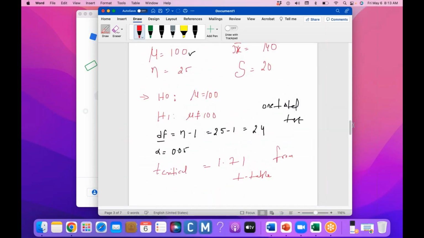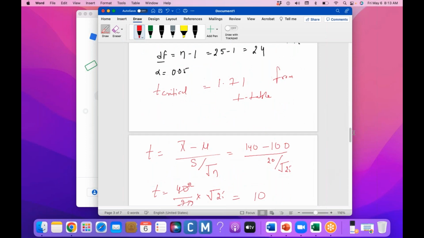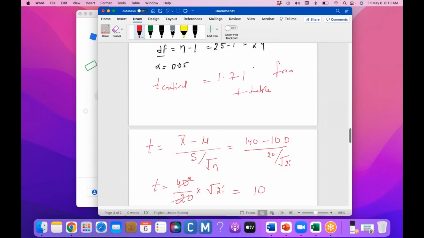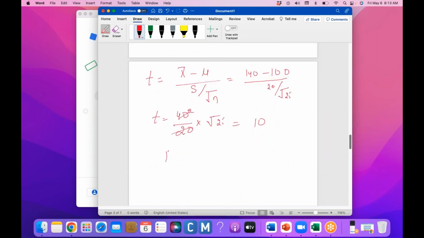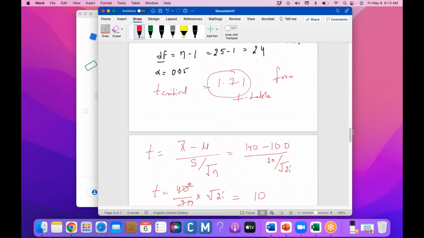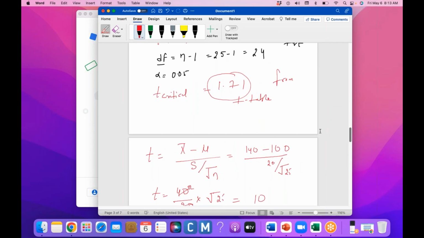10 could be more than 1.71, right? So which means that we are rejecting the null hypothesis. Reject the null hypothesis. If it is a one tail test, or if it is a two tail test, the degree of freedom is 24 only.